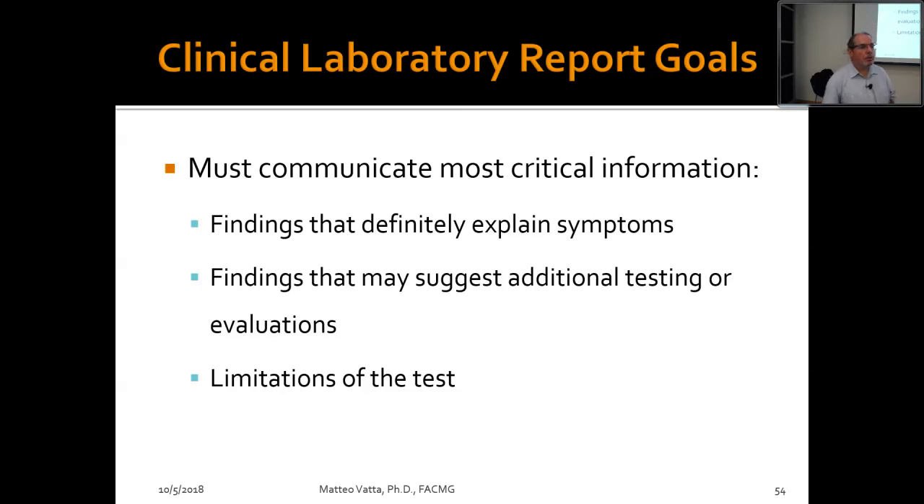So once we know the variant and we have given a clinical classification, we need to report the findings. The clinical laboratory report goals are to communicate the critical information in a clear way. We need to give findings that hopefully explain the symptoms. They may suggest additional testing or evaluation, for instance, using another technology to confirm some of the findings, and also state the limitations of the testing, because every technology that is used has a limitation.